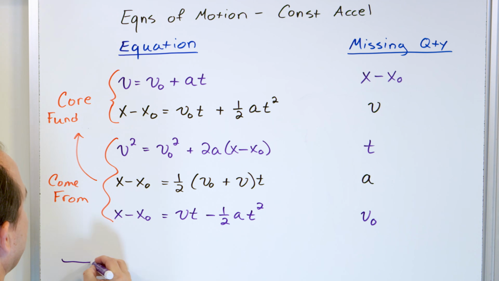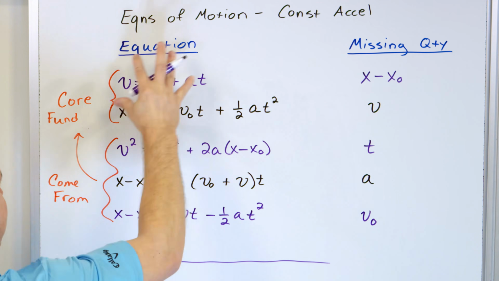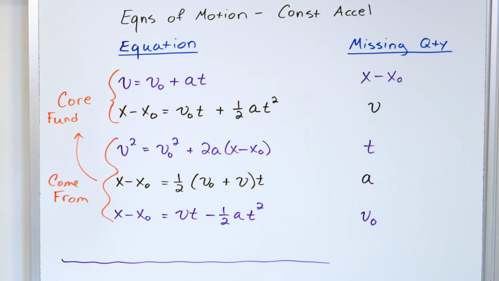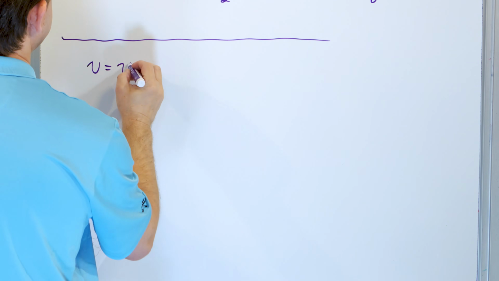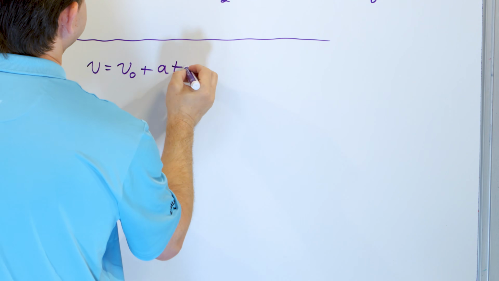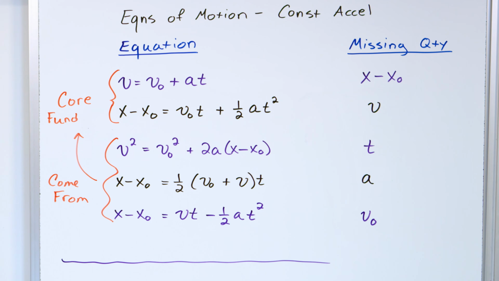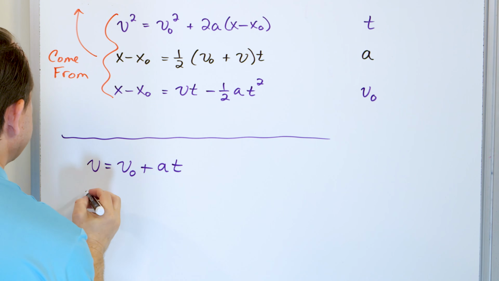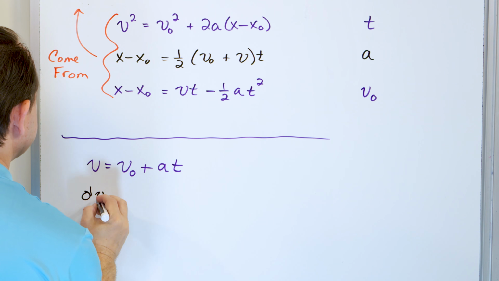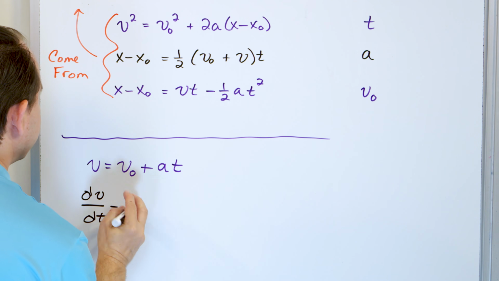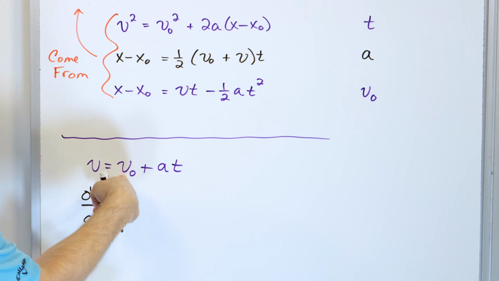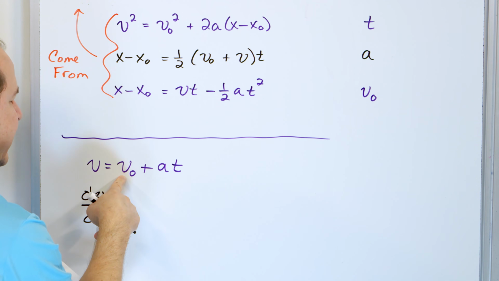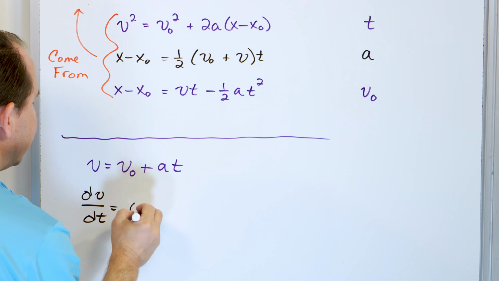Now, before we talk any more about the equations of motion, let's just see if this actually makes any sense. We know that v is equal to v naught plus the acceleration times the time. I'm just going to write this down. So let's take the derivative of both sides. We say that dv dt is equal to what? We're going to take the derivative of this, but this is a constant. It doesn't change. It's just the initial velocity. So you get a 0 here.